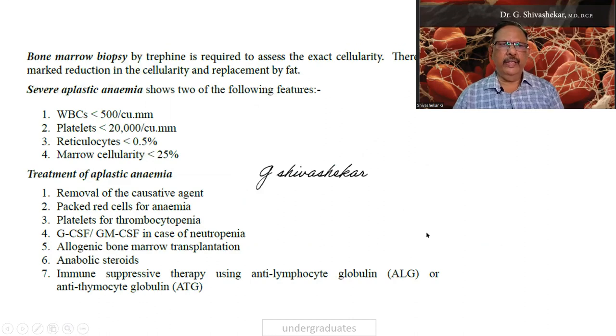There will be a reduction in all the elements that we see. Severe aplasia will have WBCs less than 500, normally it is 4,000. Platelets less than 20,000, normally it is 1.5 to 4.5 lakhs. And reticulocytes less than 0.5% or even absent. Marrow cellularity is less than 25%.